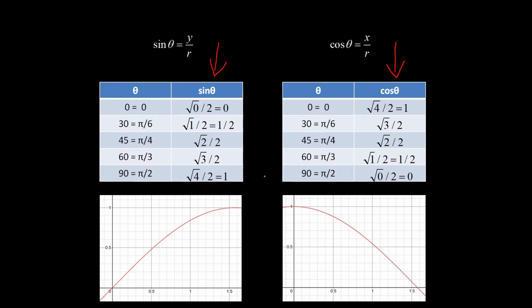So for 0 through 90, these answers are always divided by 2. And for sine, it increases: 0, 1, 2, 3, 4. And it's the same for cosine, except cosine decreases: 4, 3, 2, 1, 0.